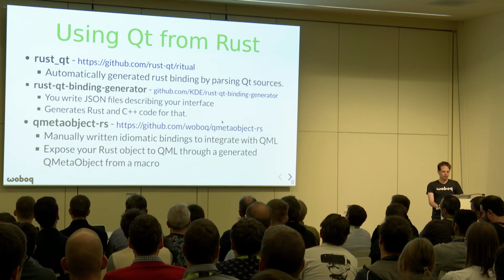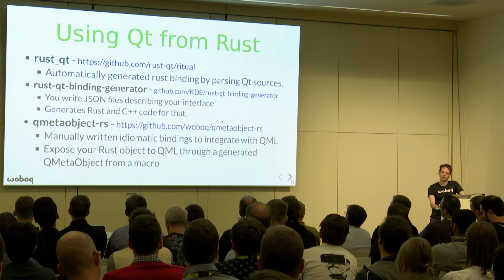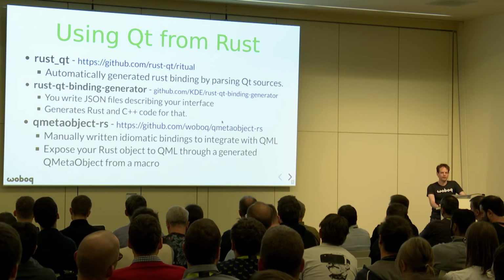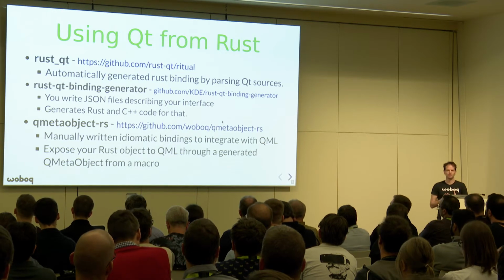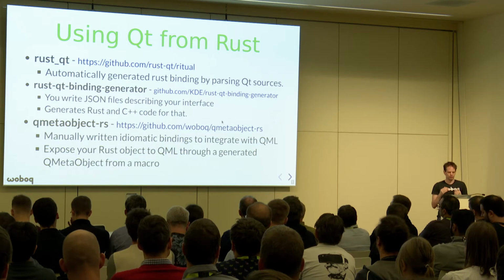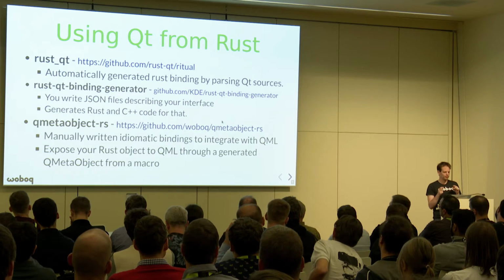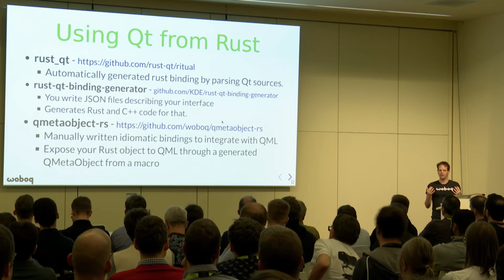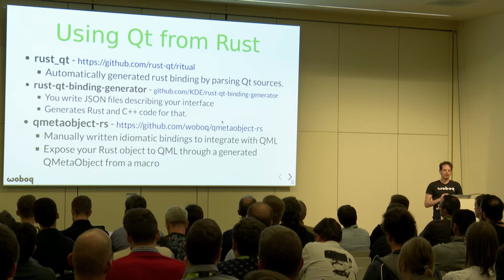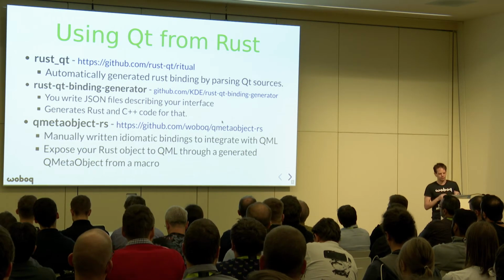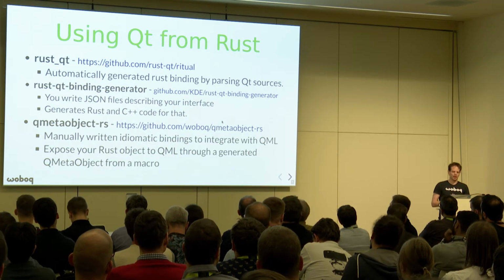Another project is called the Rust Qt binding generator. What this does is that you have to write a JSON file with the interface. So each time you want to expose an object or a model from Rust to Qt, you write a JSON file with all those properties, and then it creates both Rust code and C++ code that helps you integrate the two together. But this is still a bit cumbersome because you still have to do this extra step. And I didn't really want that.